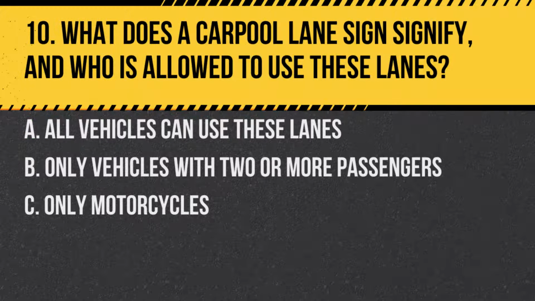Question 10. What does a carpool lane sign signify, and who is allowed to use these lanes? A. All vehicles can use these lanes. B. Only vehicles with 2 or more passengers. C. Only motorcycles.